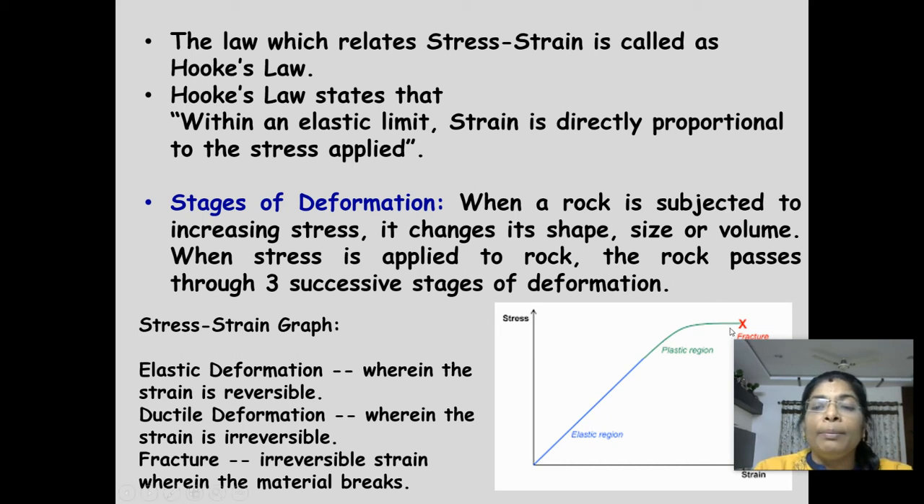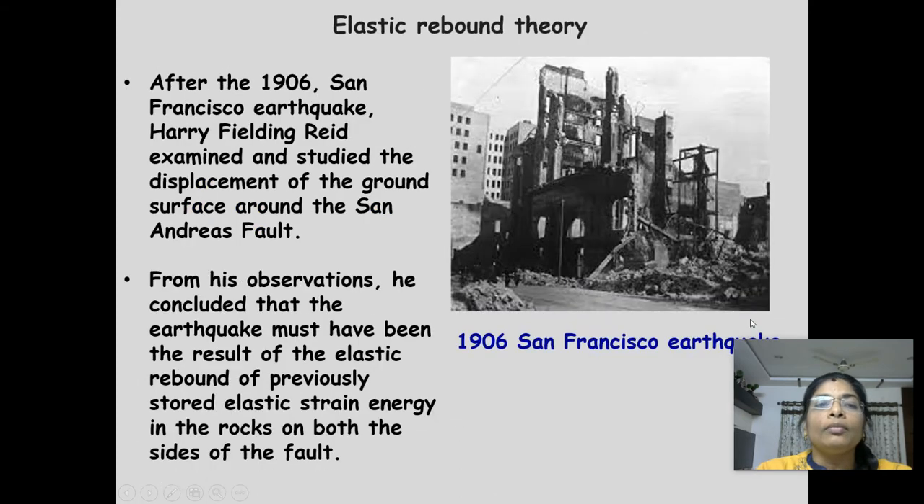Next, the green part of this curve shows us the plastic region. It is ductile deformation, where when a stress is applied, the body does not regain its original shape. This strain is irreversible. The last stage of deformation is the fracture, where the material breaks. This is the breaking point, the point at which the earthquake occurs and a lot of energy is released.